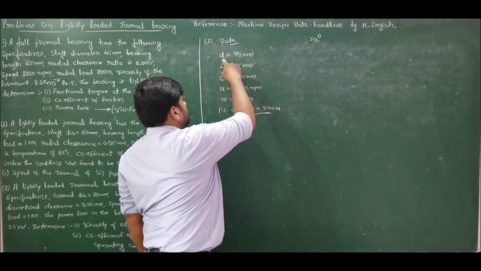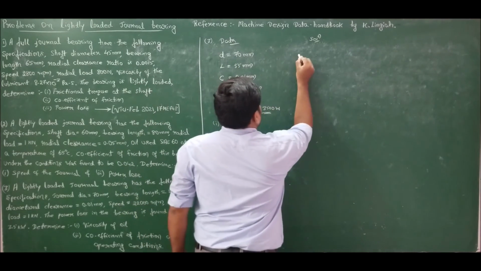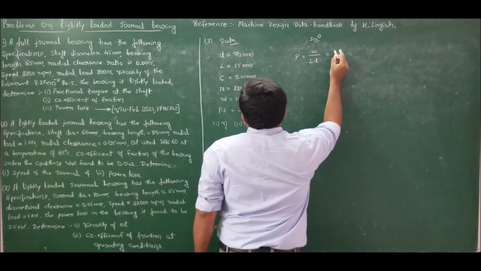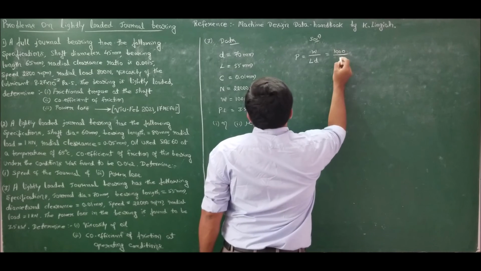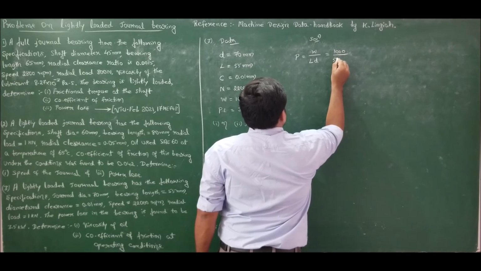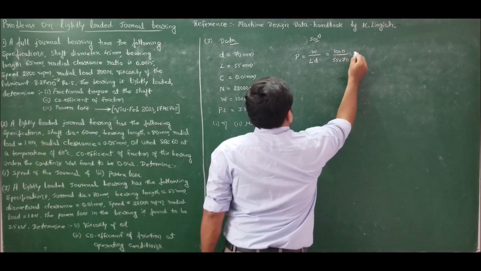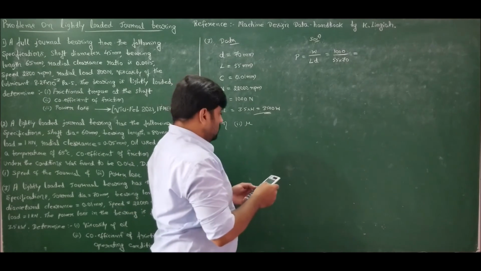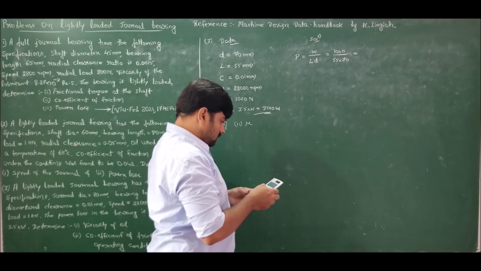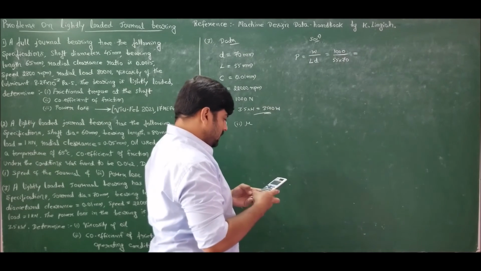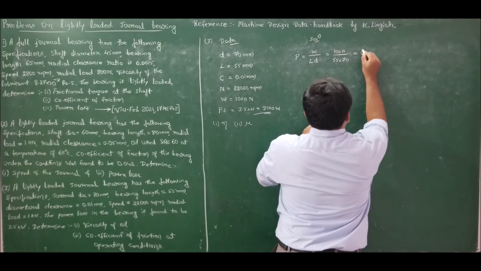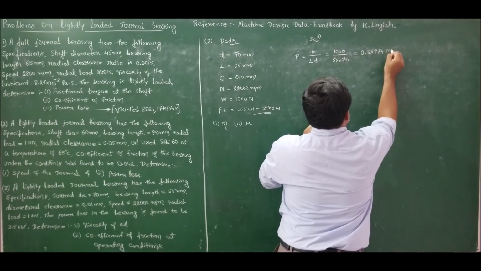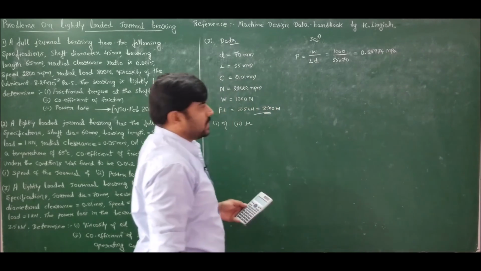Since load is known, length and diameters are known, find out bearing pressure. So what is the formula for bearing pressure? Bearing pressure is given by load divided by projected area. Load is 1000 divided by projected area, 55 into 70. 1000 divided by 55 into 70, which is 0.25974 megapascals or Newton per millimeter square.